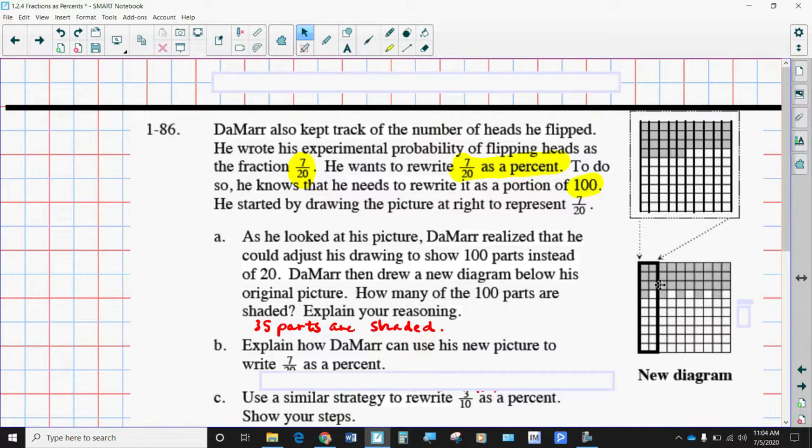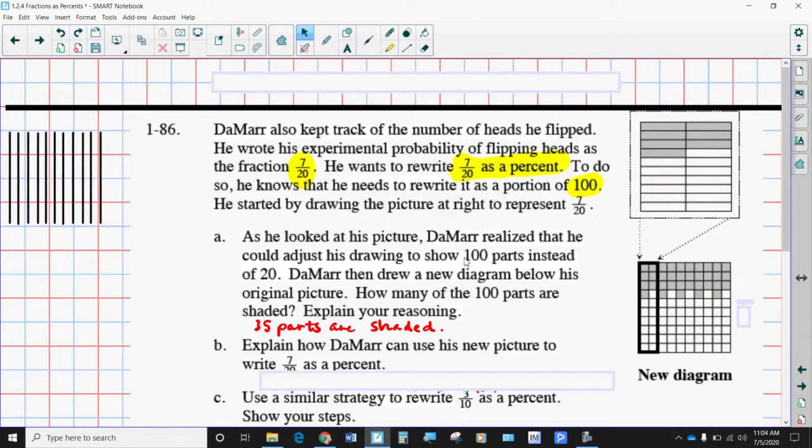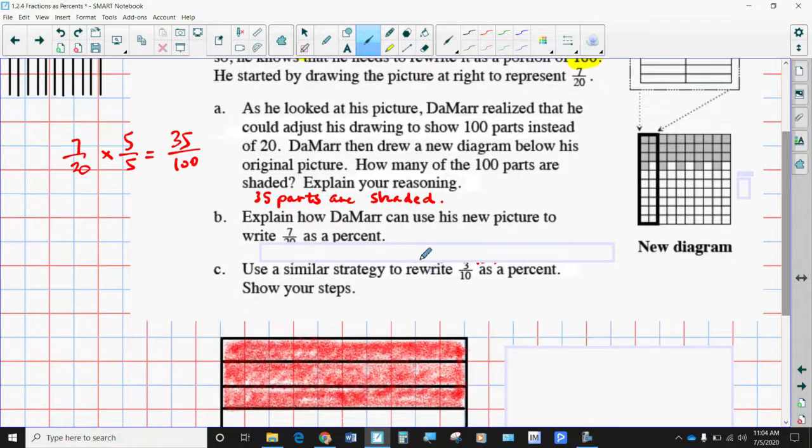So what was the point of him drawing it this way and spacing them out? Well, Tamar wanted you to visualize that basically you took the 7 out of 20 here and you reproduced it 5 times. So you got 5 times the number of 7s, which would be 35, and 5 times the total, which is 20, to make a total of 100. So this is a representation of 35 out of 100 now.